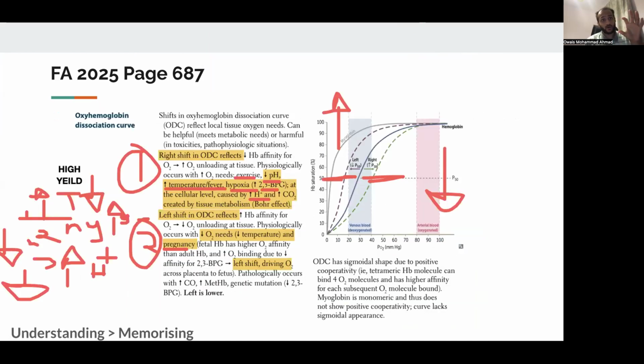For the oxyhemoglobin curve, the 3 main physiological causes of a right shift are increased H plus, increased temperature, and an increased amount of 2,3-bisphosphoglycerate. And the opposite is true when moving left.